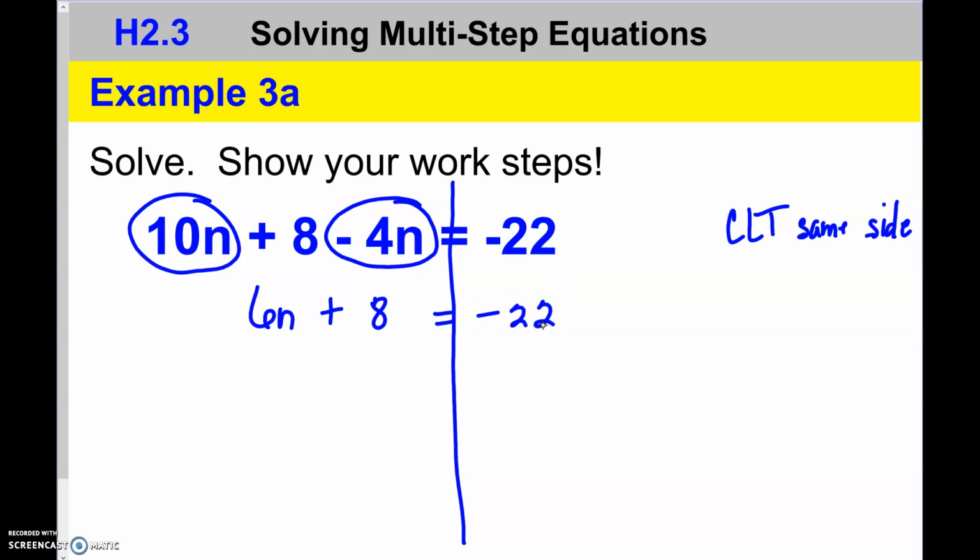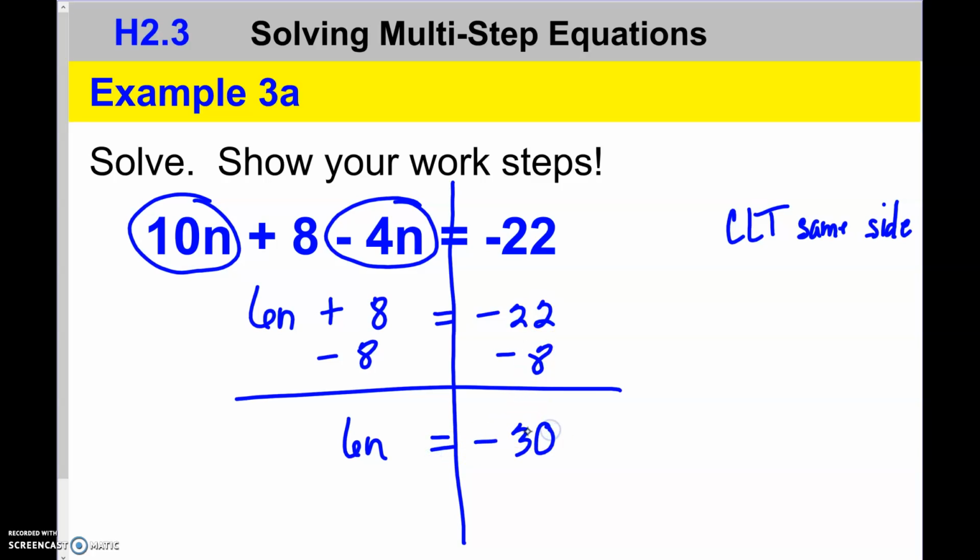All right, now we have to get rid of this number, not the 6, because that is 6 times n that's attached to it. We have to get rid of this plus 8. So we are going to subtract 8 from both sides. So 6n equals negative 30.